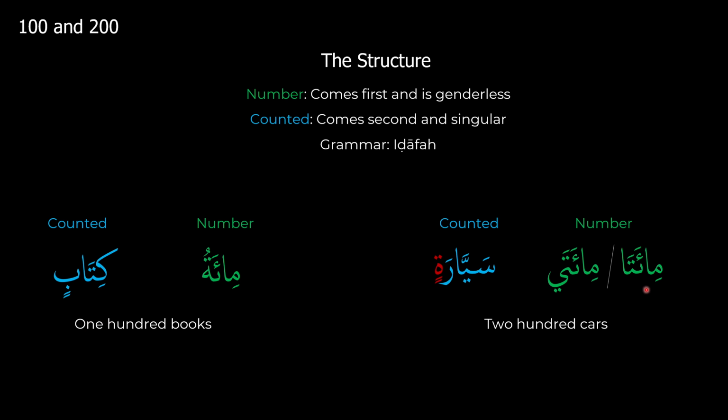So for 200 cars, we have mi'ata sayyaratin. And so again, the number comes first and it's genderless, and then the counted comes second and it's going to be singular. But since the grammar is mudaf ilayh, the mi'ata is actually mi'atani, but the noon is going to be dropped because the mudaf can't have tanween. So that's why it's mi'ata sayyaratin, or if it's in the nasb or jar form, it would be mi'atay sayyaratin, right? And again, the noon is dropped.